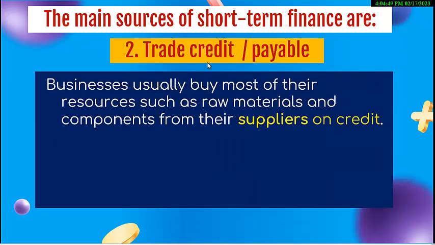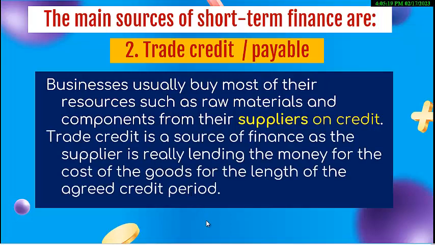Second type is the trade credit or trade payable. For the internal sources of finance, we talked about the trade receivable. Here we are talking about the trade payable. The trade receivables are the ones that you are expected to receive from the customers, but the trade payable are the ones that you should pay to the suppliers on credit. Trade credit is a source of finance as the supplier is really lending the money for the cost of goods for the length of the agreed credit period.